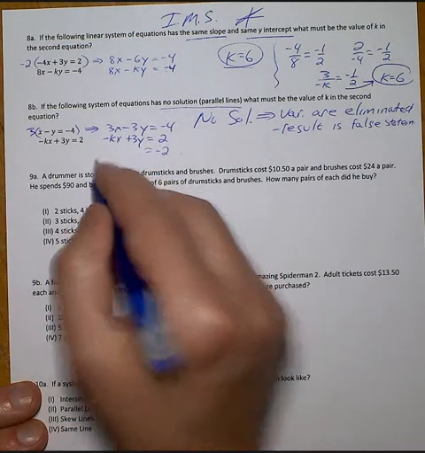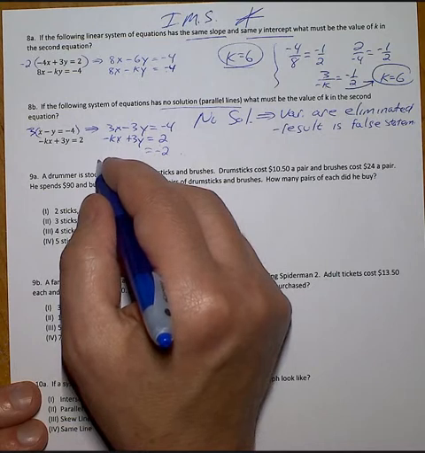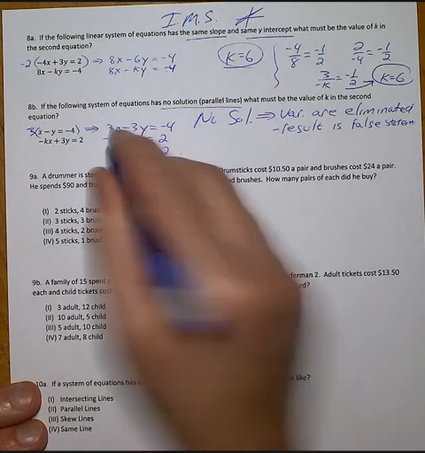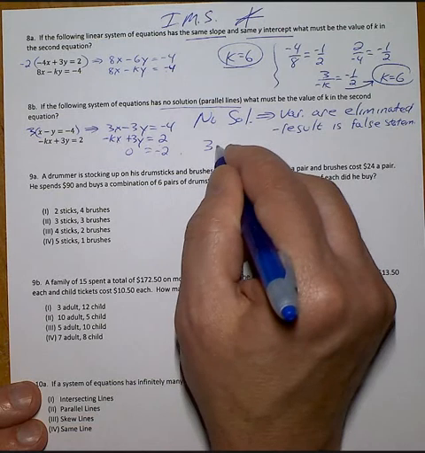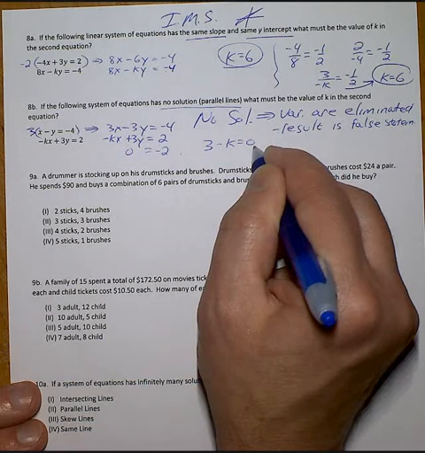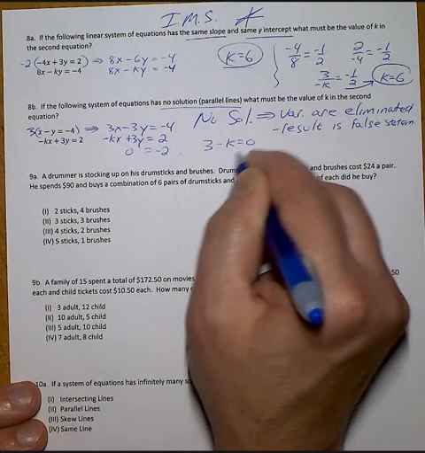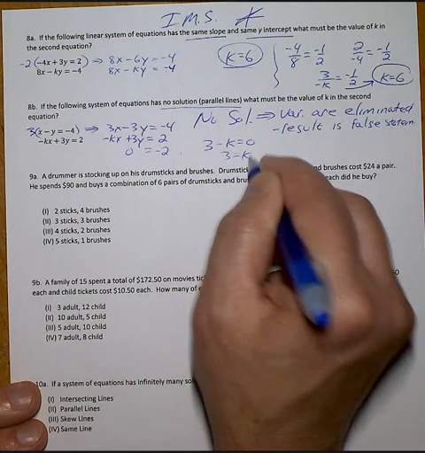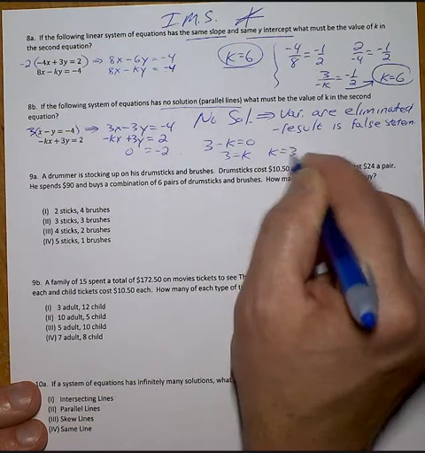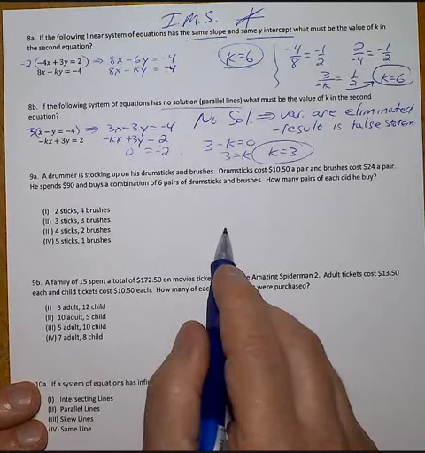So what does this value have to be? Well, k just has to be 3, because I need a 0 over here. So really, if I want to set it up algebraically, 3 minus k equals 0. I would add k to both sides, and I get 3 equals k. So k equals 3 is the answer.